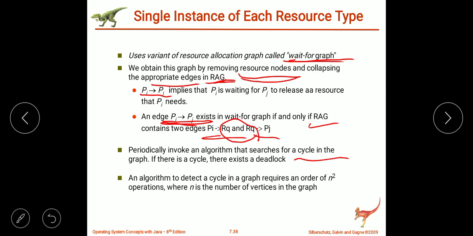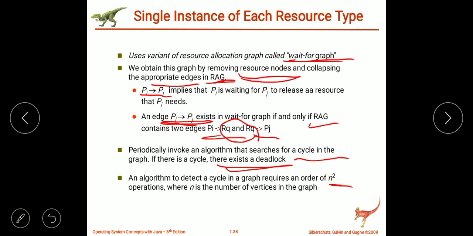If the graph contains a cycle, then it means that it is in an unsafe state. But if there exists a cycle in the wait-for graph, then it means that there exists a deadlock. Is that clear? An algorithm to detect a cycle in a graph requires an order of n square.